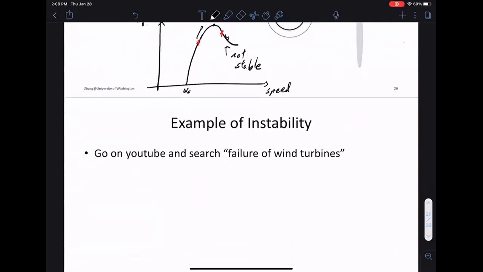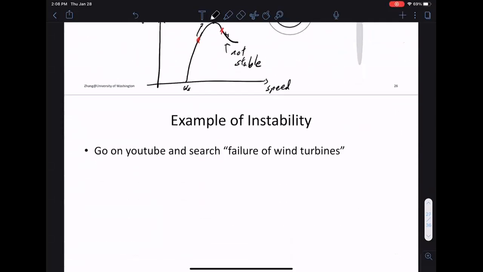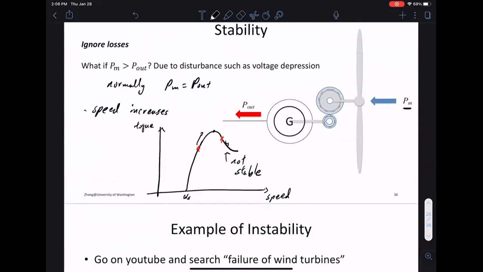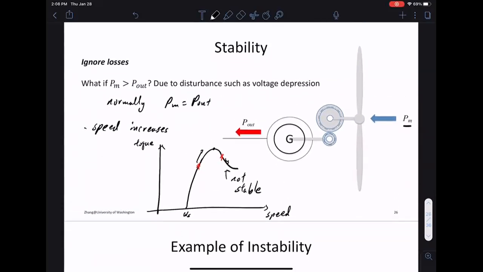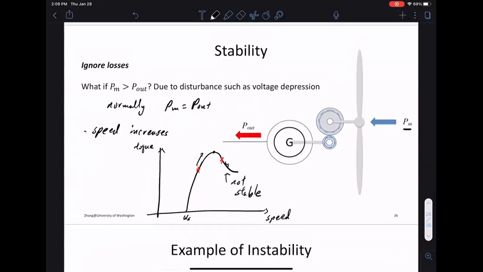If you go on YouTube and search for failures of wind turbines, you see some spectacular failures. And those failures all come from the fact that there's nowhere for the power to go. You cannot dump power. If the load stays the same and the wind keeps blowing, eventually things blow up. So stability is really something to keep in mind when working with type 1 turbines. Stability is a big issue in turbine design.